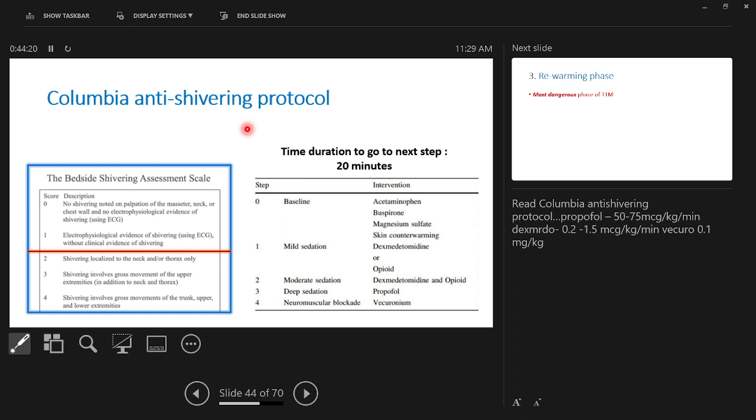If the score is 2, we have to give moderate sedation. We can continue both dexmedetomidine plus opioid. For the opioid, we can start with propofol.